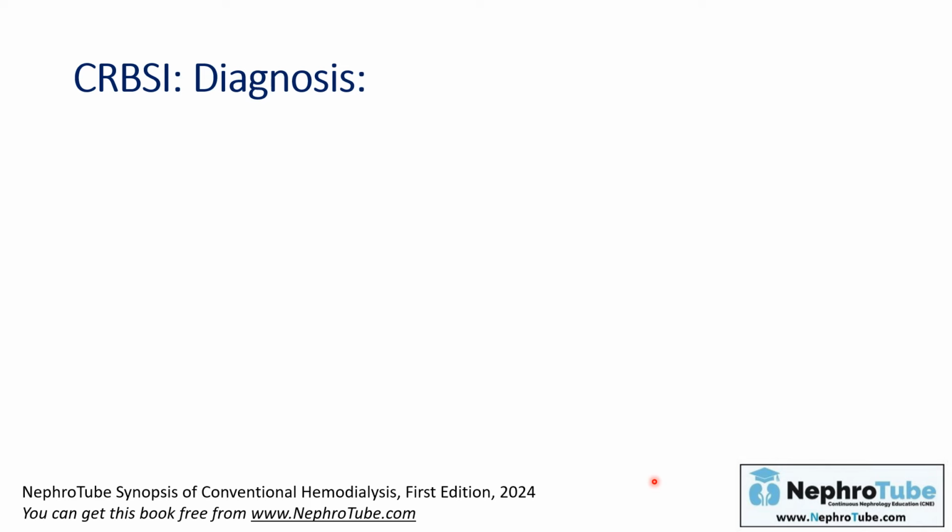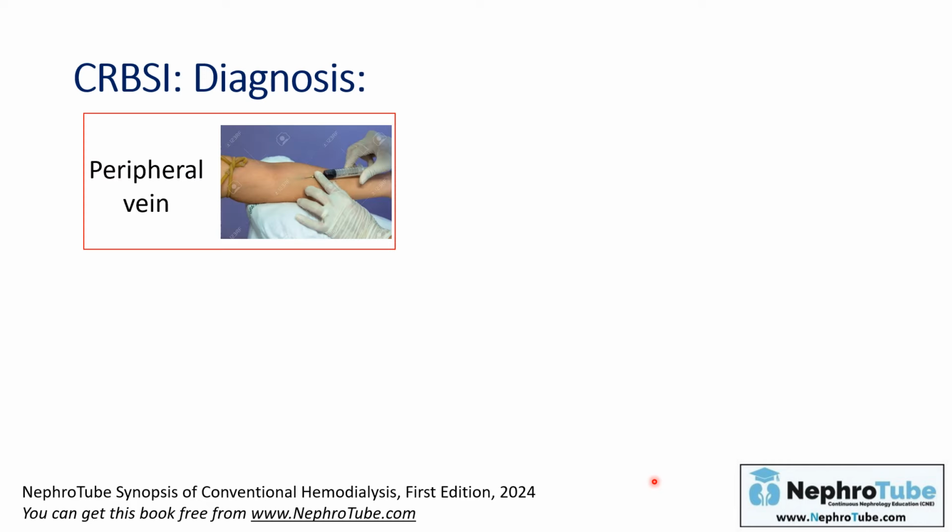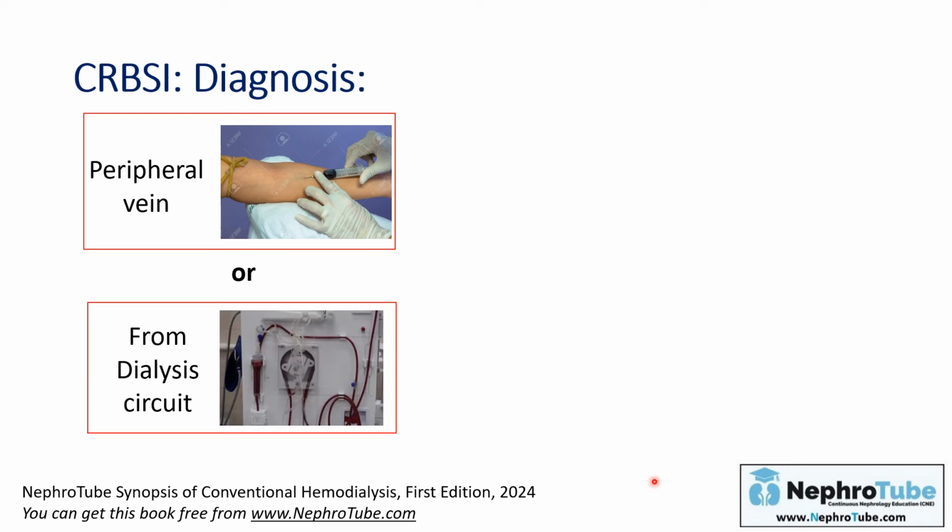How to diagnose catheter-related bloodstream infection? First, you have to get samples for culture. You have to get blood samples and catheter samples for blood culture and catheter culture. For blood, you have to get blood from the peripheral veins of the patient, and if the patient has poor veins, you can get blood from the dialysis circuit.